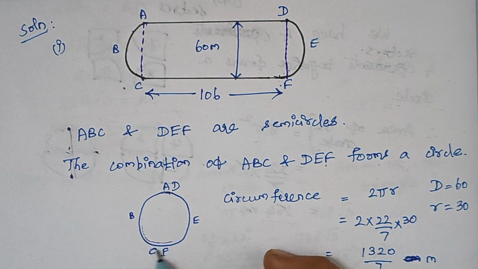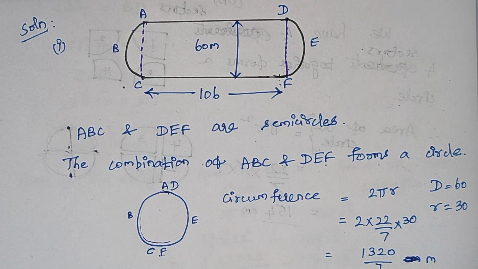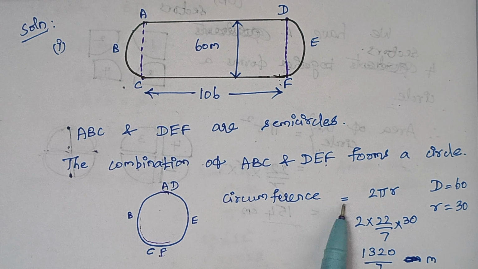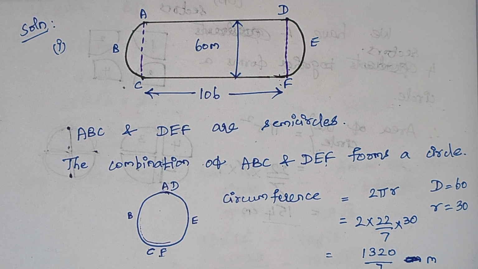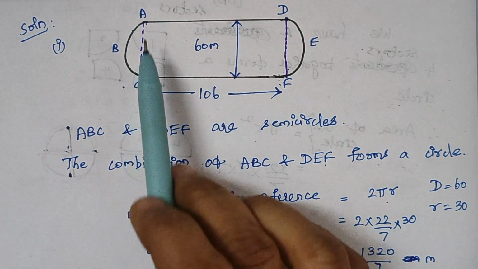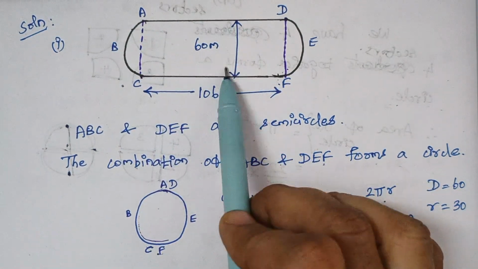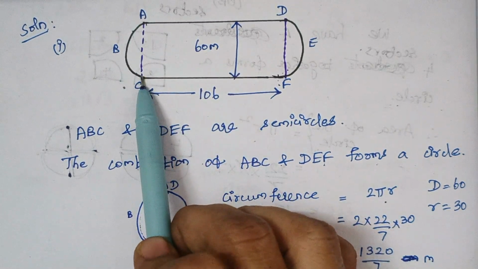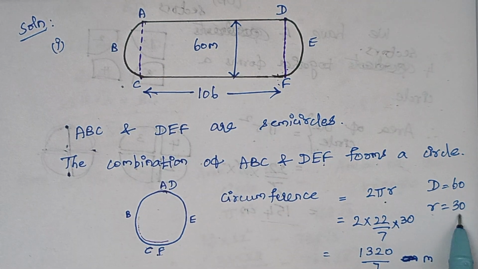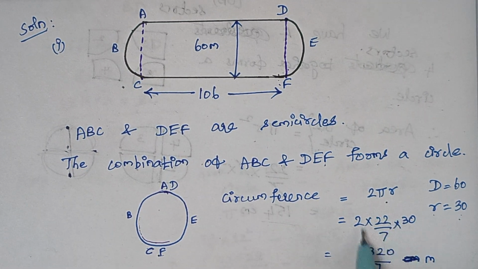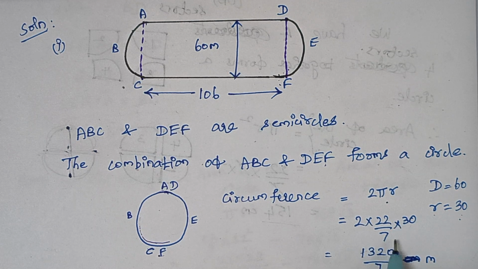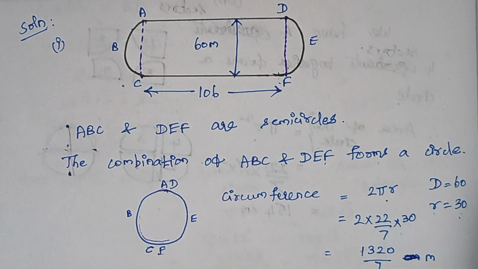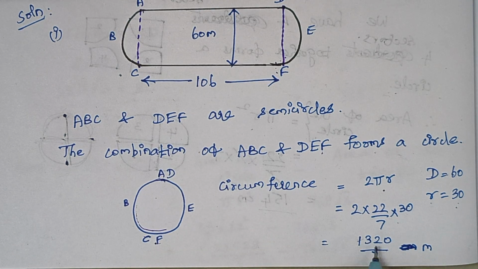So what is this length in a circle? This is known as circumference, right? So the circumference of the circle is given by 2 pi r, and here you see the diameter, right? So the length is 60. This 60 is nothing but the diameter of the semicircle. So what about the radius? The radius is 30, 60 by 2. So just substitute the values: 2 into 22 by 7 into r is 30. So when you solve, we get 1320 by 7 meter, right?